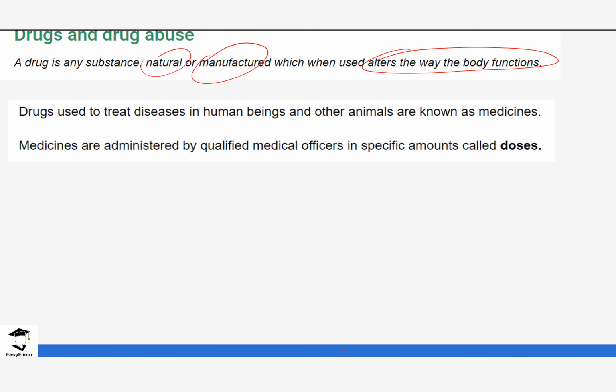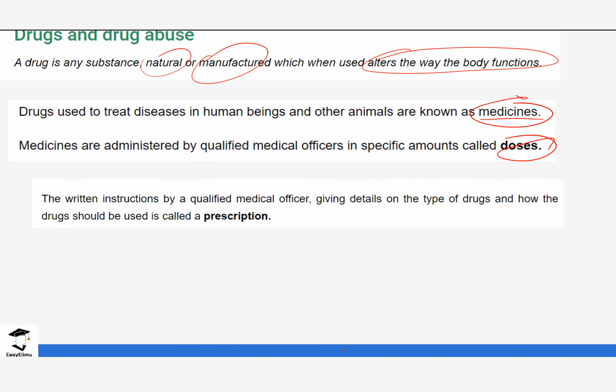And the ones that are used to treat diseases are usually referred to as medicines, but not all drugs are used to treat diseases. There are some that are not used for treating diseases. They are the ones that are used for pleasure or leisure. So drugs that are specifically used for treatment, we call them medicines, and they're usually administered in small amounts or specific amounts called doses.